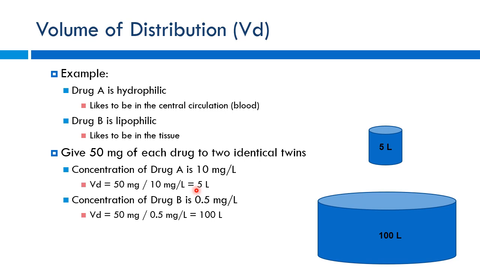For drug B though, which is more lipophilic, let's say the serum concentration I got was 0.5 milligrams per liter. So I gave the same 50 milligrams of a drug, however the concentration is much lower for the lipophilic drug. That's because where to go? Into the tissues, right? So good.